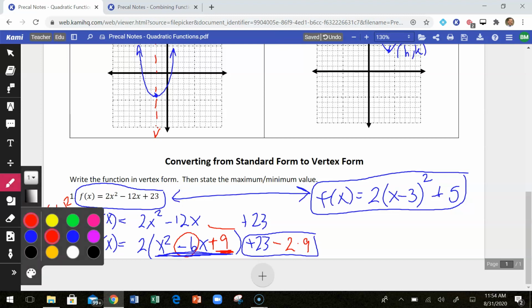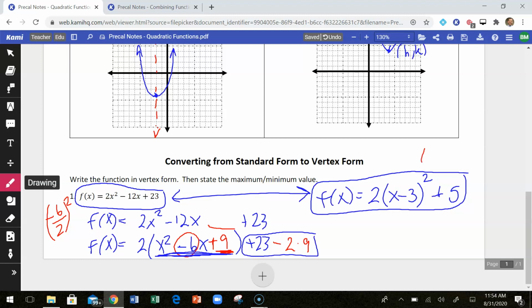Now when it's in vertex form, I know what the vertex is. Okay, the vertex is going to be at 3, 5. So you kind of just do the opposite of what's here and the same as what's here. But you should then know that the y-coordinate of the vertex is your extreme value, and therefore we have a minimum value of 5. And why is it a minimum? Because my a value is 2, which means my parabola has a positive a value, so it goes up, and therefore my vertex is at the bottom, giving us a minimum value of 5. Okay.